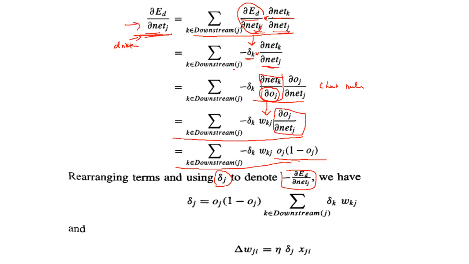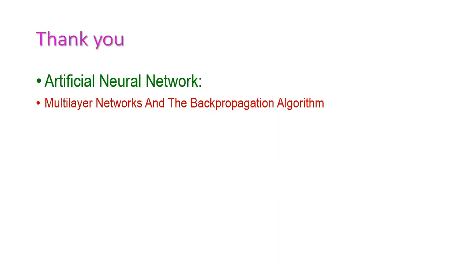Differentiation of Ed divided by differentiation of net j, see this one, is equal to Oj into (1 minus Oj) into summation of k belongs to downstream of j of delta k into Wkj. Okay, and delta Wji is equal to learning rate into delta j into Xij, right. Up to this we have seen the backpropagation algorithm for multi-layer neural networks from artificial neural networks, and you can expect this as a 5-mark question in your university examination. For more information please go through your textbook. Thank you.